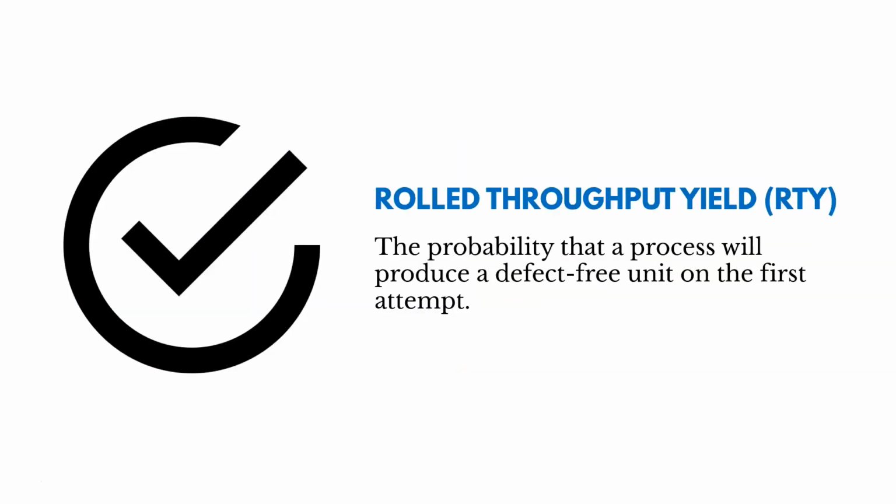One other quality measurement we can look at here is rolled throughput yield. It's the probability that a process will produce a defect-free unit on the first attempt. So what's important here is that as we're producing things, we want to get it right the first time. Every time we mess it up, assuming we identify it, we've got to go back and fix it and correct it. We want to avoid that. We want to get it right the first time. And so rolled throughput yield helps us understand that.